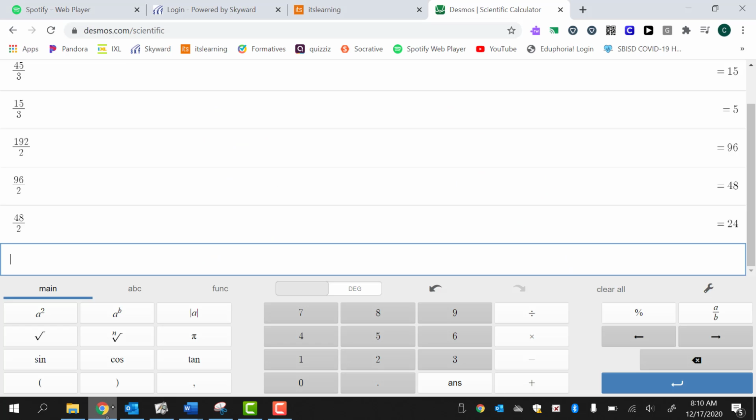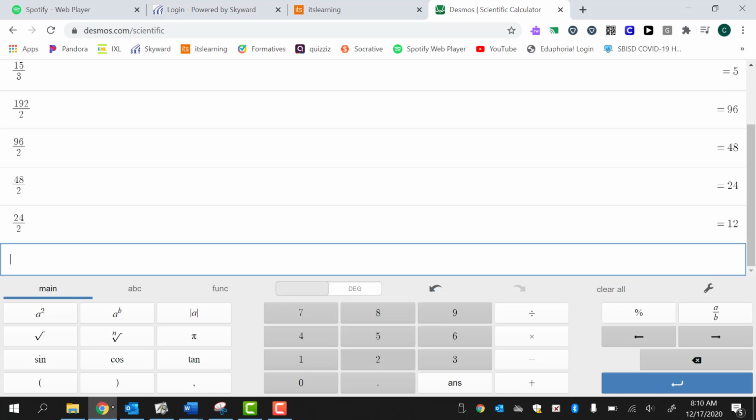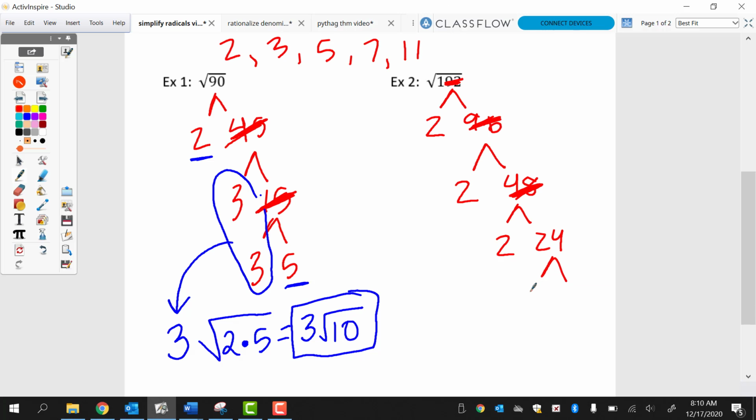24 I can divide. Divided by 2 is 12. I can write it. 2 and 12. Cross out 24. 12 I can divide by 2. I know 12 divided by 2 is 6. I don't need to type that in. And then 6 I can divide by 2 and I get 3. And all the bottom of my branches are all prime numbers, so I'm done dividing.